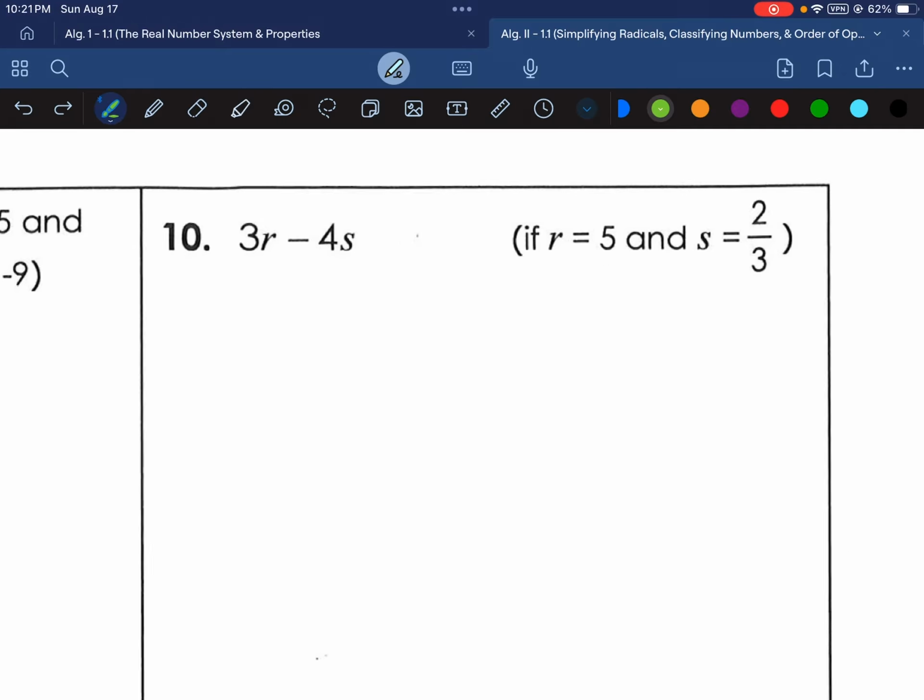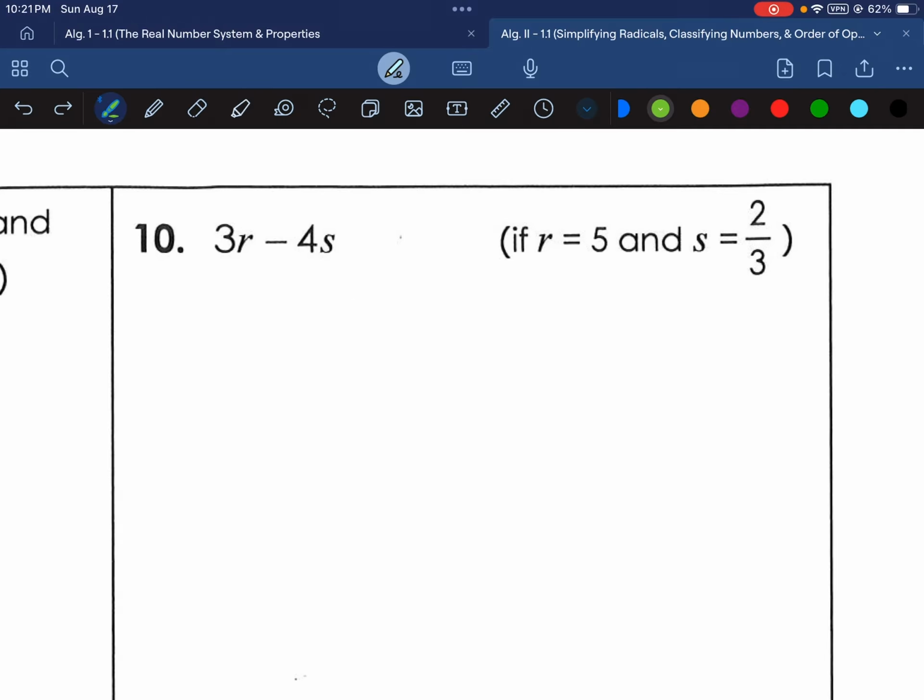Moving on to number 10. Number 10 here, we replace r with 5 and s with 2/3. Oh boy, we are getting into fractions here. 3 times 5 minus 4 times 2/3.